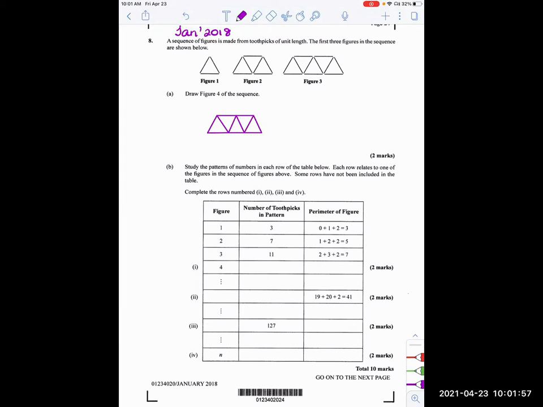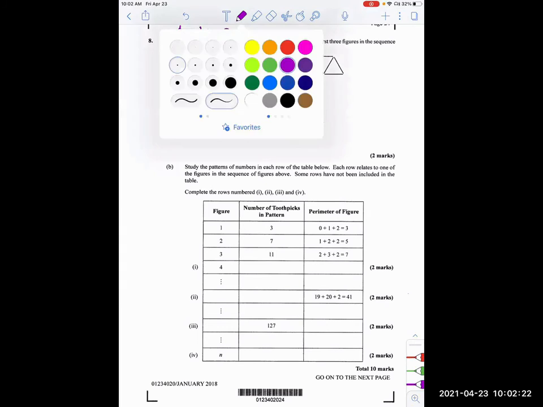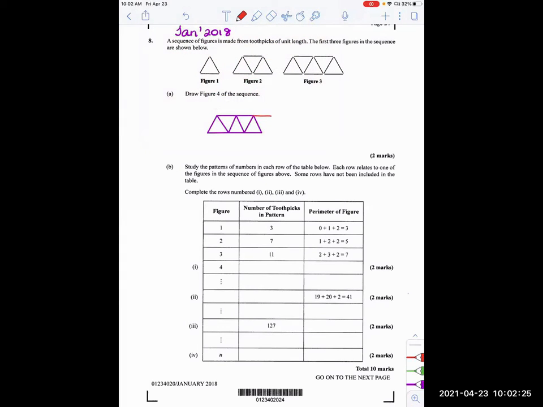Please notice that my drawing is very neat. So this is figure 3. So to draw figure 4, we have to draw, so we have 1, 2, 3, 4, 5. We have to draw one block here and one triangle here, followed by another triangle. Do you all have that?